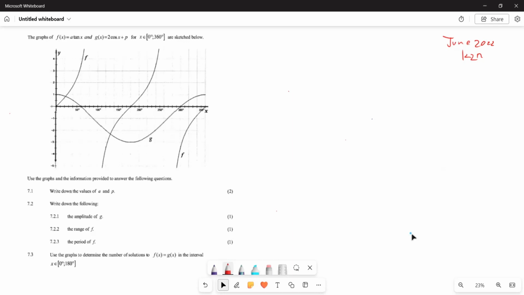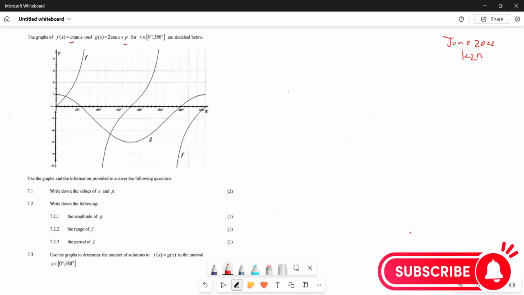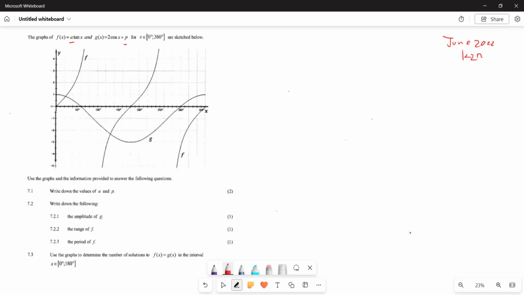Now let's see what they require us to do. The first question is they want us to write down the value of a, which is this particular a, and also the value of p, which is this particular p. So how are we going to start here?